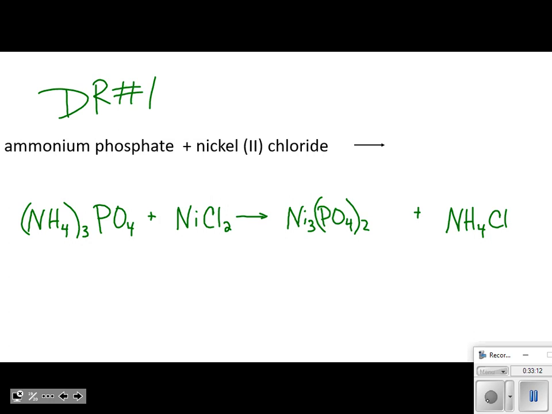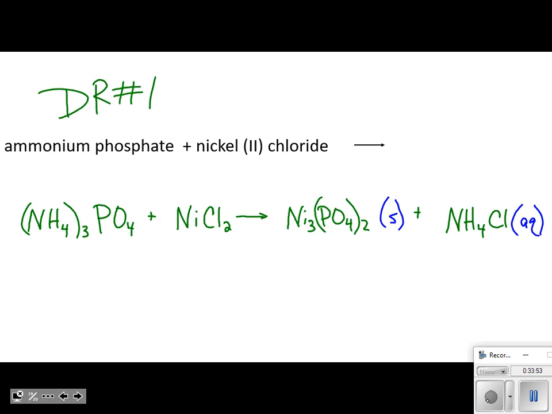So my next step is to check the solubility of my products. So I look at nickel 2 phosphate. That is insoluble. So I put an S after it. Ammonium is up at the top. Ammonium chloride is an S. So that is soluble. So I put my AQ behind it. So will this reaction take place? It will. All I need to do now is balance this.